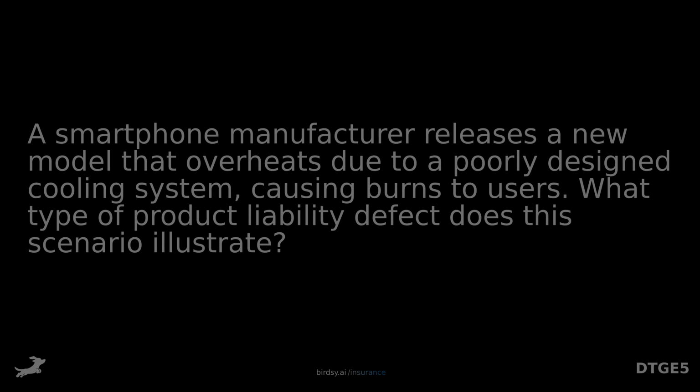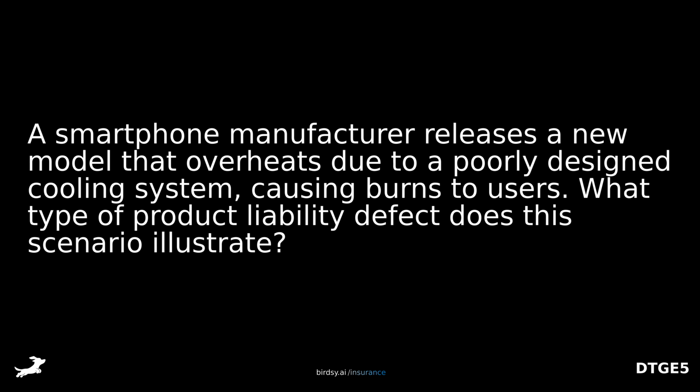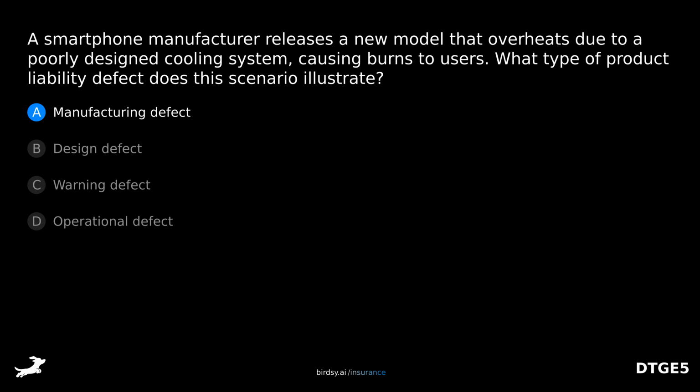risks. A smartphone manufacturer releases a new model that overheats due to a poorly designed cooling system, causing burns to users. What type of product liability defect does this scenario illustrate? Is it A, manufacturing defect, B, design defect, C, warning defect, or D, operational defect? The answer is B, design defect. This scenario illustrates a design defect because the product's design itself is inherently unsafe, leading to the overheating issue.